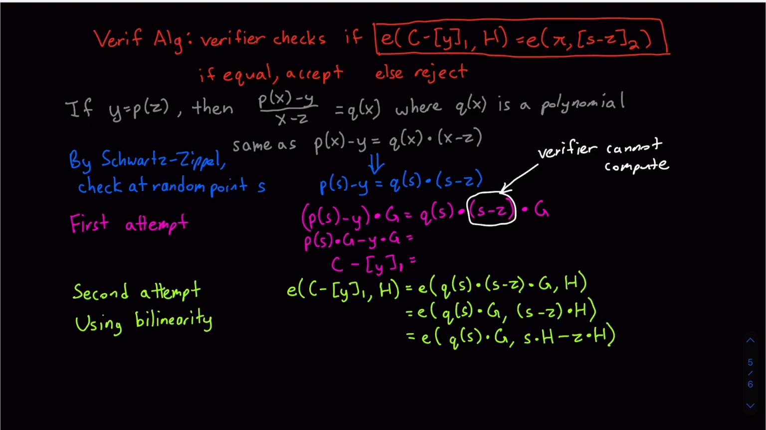Even though the verifier does not know S, they do have S times H from the SRS. And since they chose Z themselves, they can easily compute Z times H. So they can form S times H minus Z times H, which is also written as S minus Z in G2, without ever learning S. And of course, like we already stated, they have pi from the prover, which is Q of S times G.